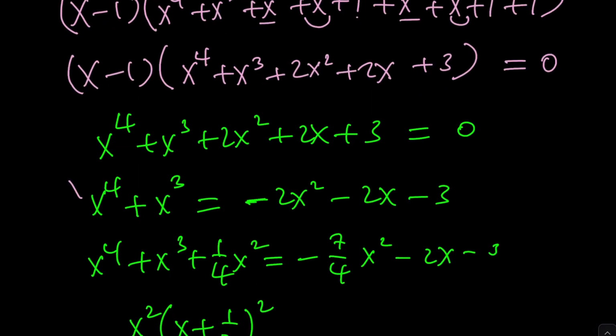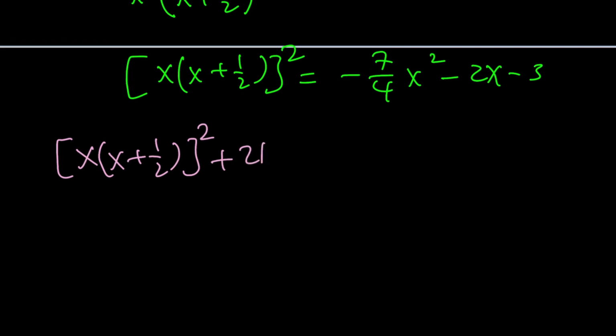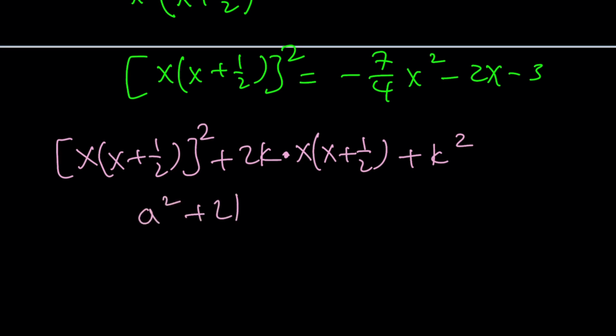So we're going to add the following to both sides. So this expression is, first of all, something squared plus 2k times that thing. Okay, 2k times that plus k squared. All right, so we got something like this. If I call this a, a squared plus 2ka plus k squared. And that is actually a perfect square. And it's just perfect, right?